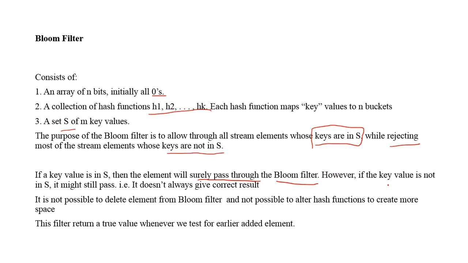However, if the key value is not present in S, then it rejects most of the stream elements. Most of the stream elements means not all the stream elements. So maybe if the key value is not present in set S, it might still pass. If it is present, then it surely passes. If it is not present, then it may still pass. What this means is that it doesn't always give the correct result. If present, it definitely passes through; if not present, then also it may pass through. That means it doesn't give the correct result.